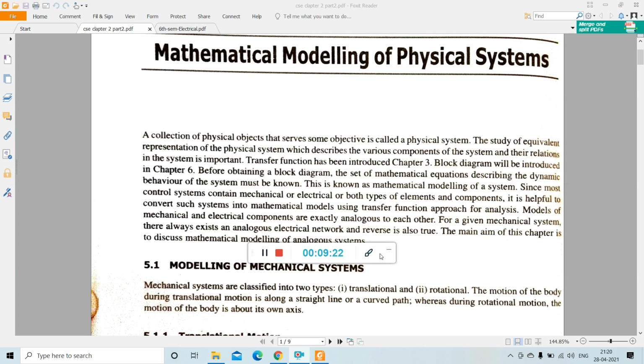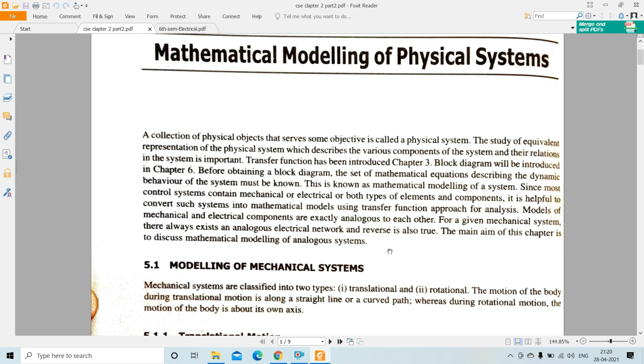So this is all about your problems related to calculation or derivation of transfer function. So our next part is the mathematical modeling of physical systems. So what do you mean by this mathematical modeling? Okay, so the equivalent representation of a physical system, which describes the various components of the system and their relations in the system, is very important.